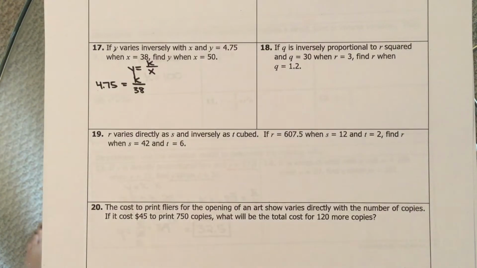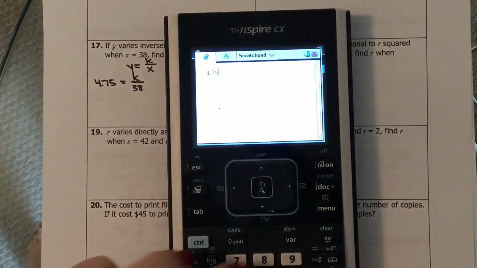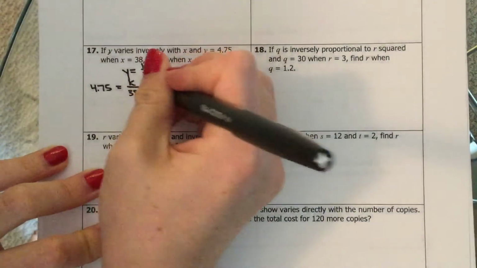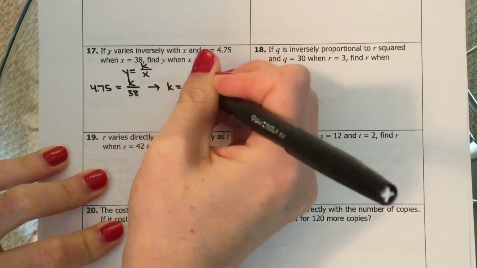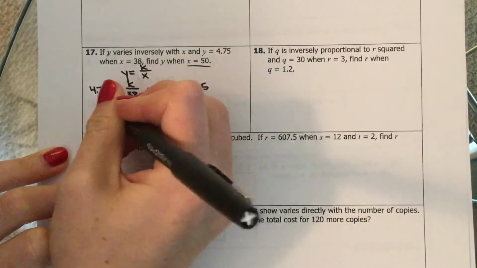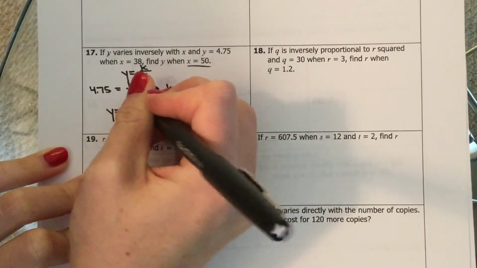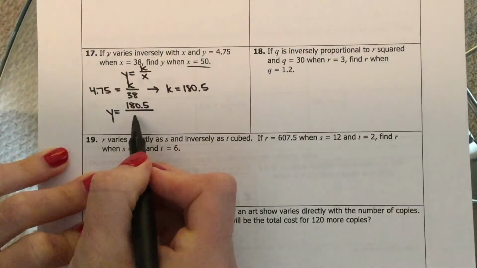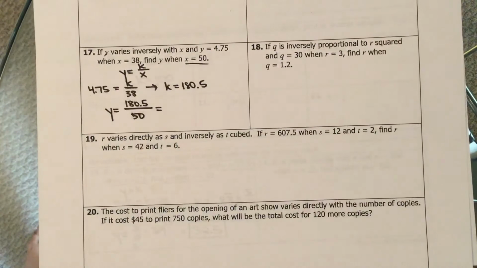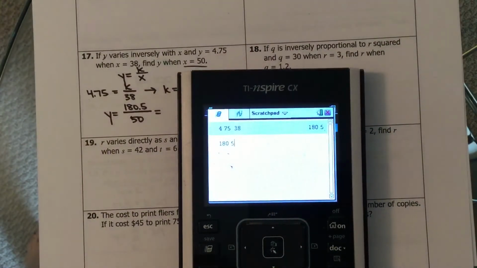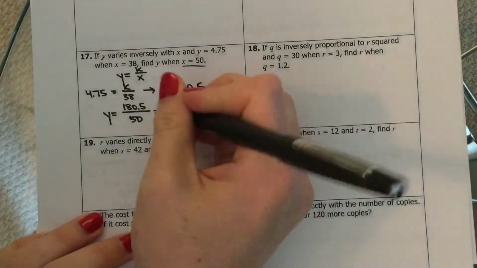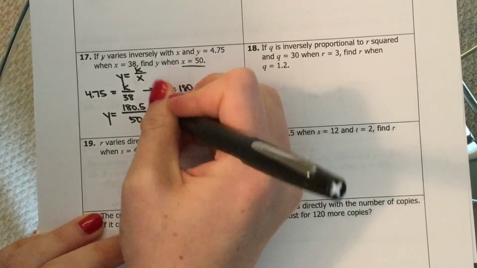All right, so multiply both sides by 38. So let me show you the calculator. So the left-hand side, 4.75, multiply that by 38. So you end up with 180.5. So that's the value of k. Okay, so now sub this in. Now find y when x is 50. So y equals k, which we now know is 180.5, divided by x, and this time they're telling us to plug in 50 for x. And once we simplify that, then we'll solve for y. So 180.5 divided by 50. So 3.61 would be your answer for number 17.